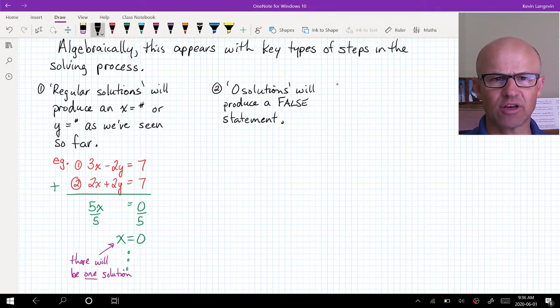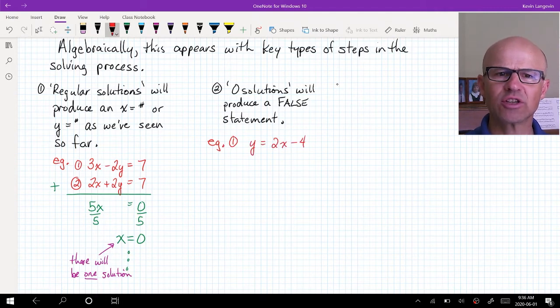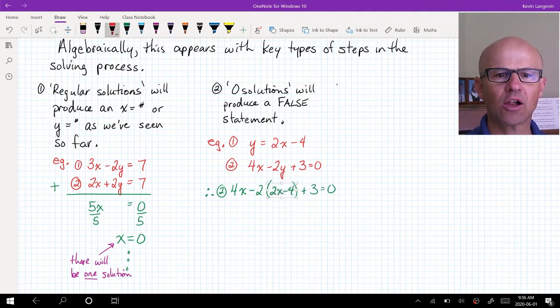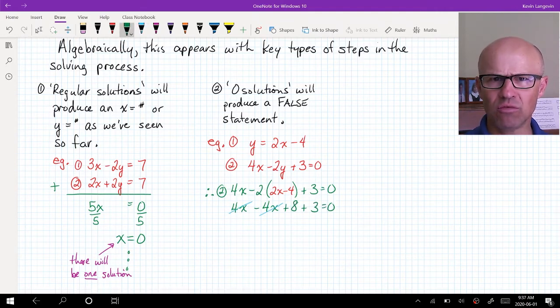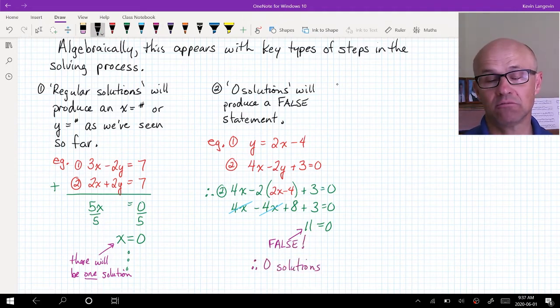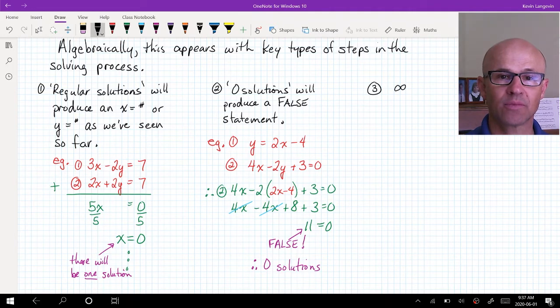So my example here, first equation, y equals 2x minus 4. Second equation, 4x minus 2y plus 3 is equal to 0. Here I'm using the method of substitution to solve. And when I do, I'll notice that my x's cancel out, and I end up with 11 is equal to 0. No, that's not possible. I therefore know that these are actually parallel lines. I just say 0 solutions.